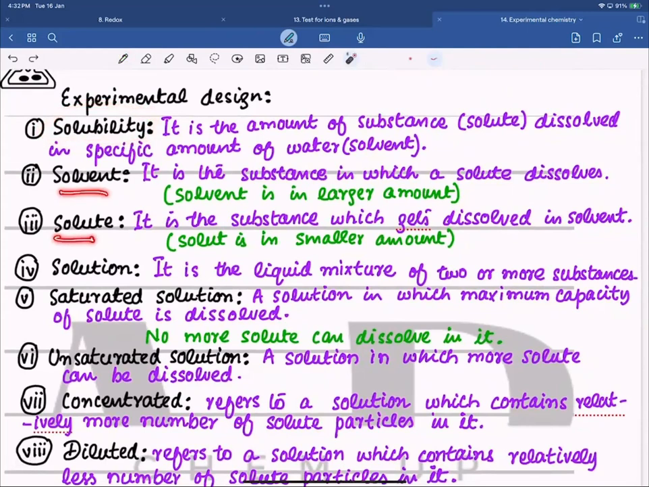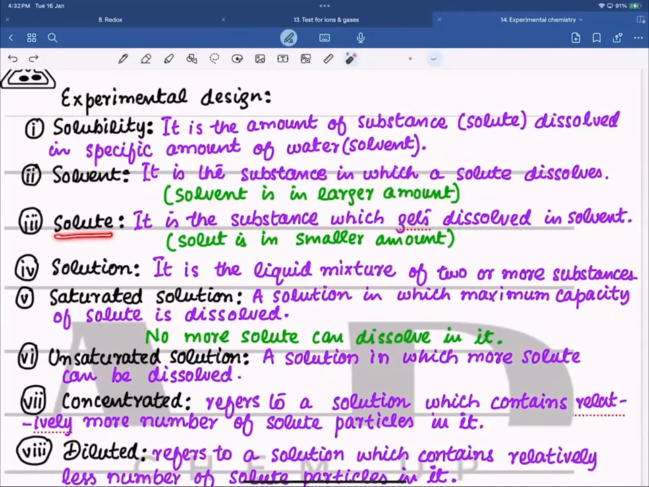Difference between solvent and solute, I think everyone knows. Solvent is a substance in which we dissolve the solute. Normally an example of a solvent is water, because in water we can dissolve sugar, in water we can dissolve salt, right? So many things can be dissolved in water. So water is a solvent. Solvent is a substance which is always in a larger amount in a solution.